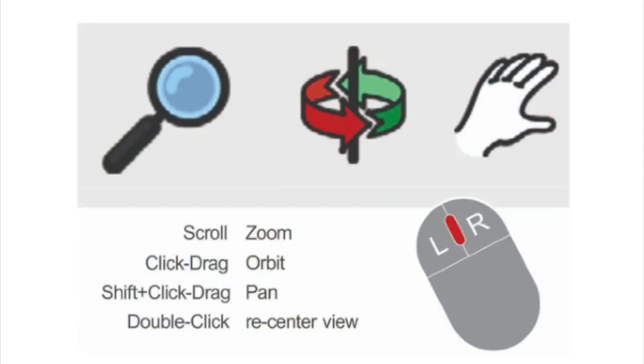So check out some orbit and pan and all those kinds of tools for redoing this. The double click one is cool, so anyway, check out those tools. All right, good luck.